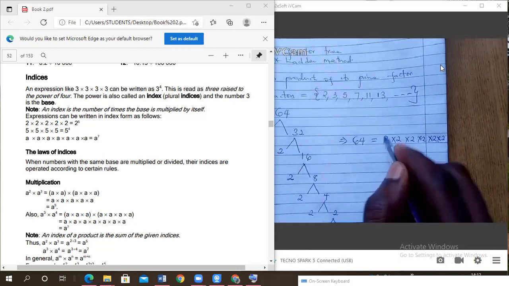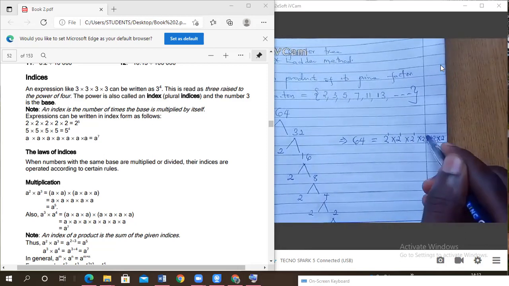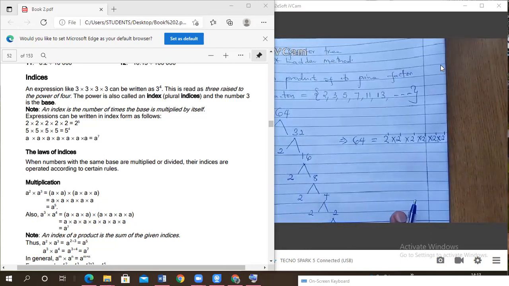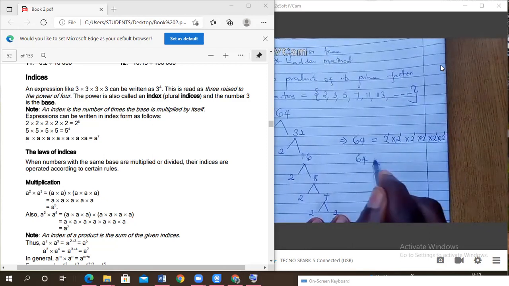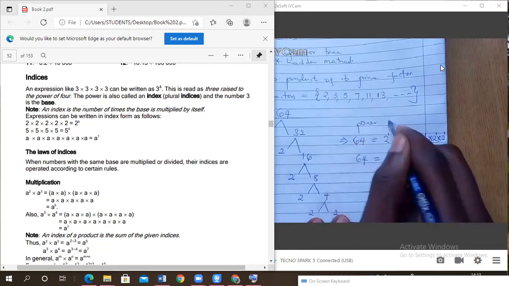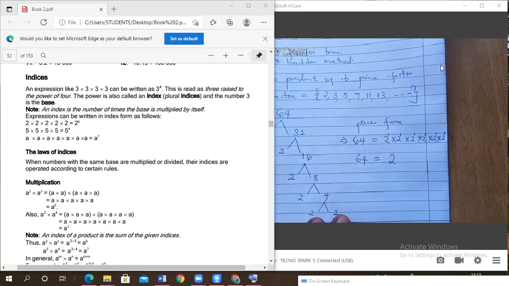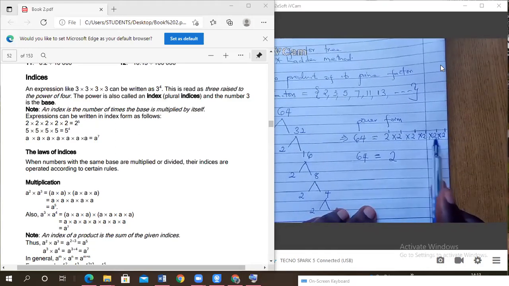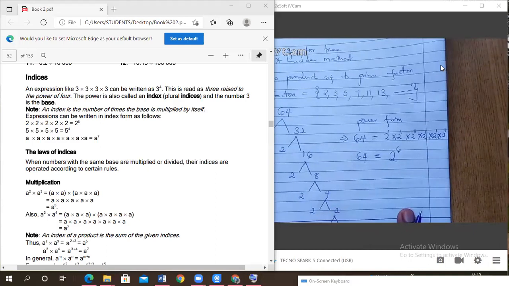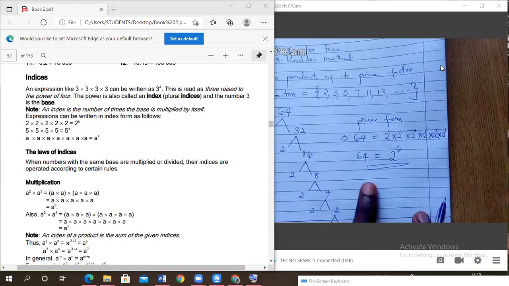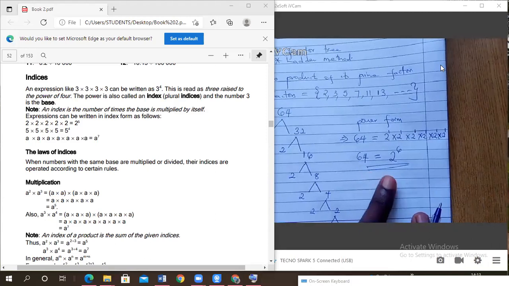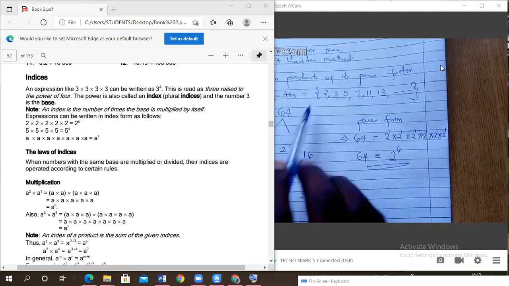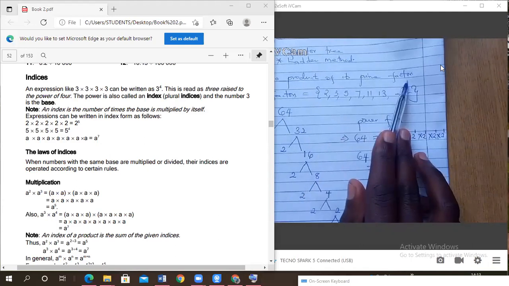Now, if you look at this, all these numbers are to the power 1. So which means 64, when I express it in power form, will be 2. Then you add the powers. How many times is it repeating itself? 1, 2, 3, 4, 5, 6. So it becomes 2 to the power 6. Are you together? So 64 in simple form is the same as 2 to the power 6. That one is when we express it in prime factors.